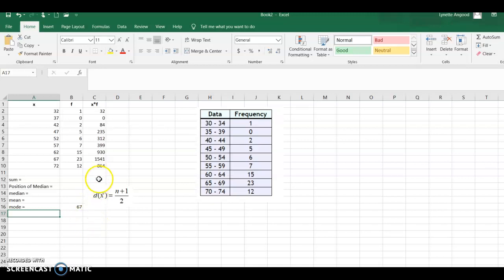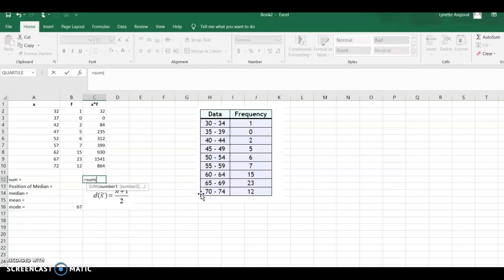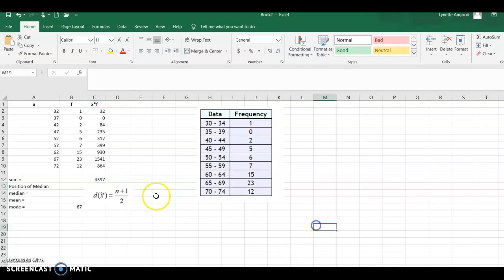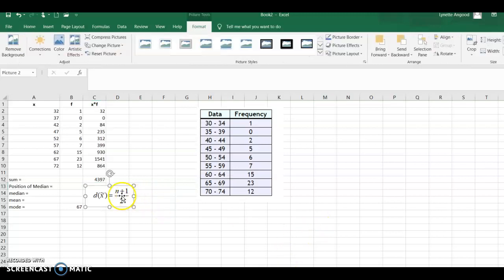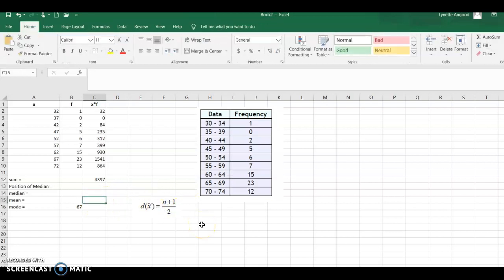Now back to the mean, I need the sum of all these x times f's. So I'm going to type equals sum, open parenthesis, highlight the cells that I want the sum of, close the parenthesis, and hit enter. The total sum of all of the data values in this data set is equal to 4,397. I want to know the mean of those. To find the mean, I just need to take that sum and divide by the total of all frequencies.